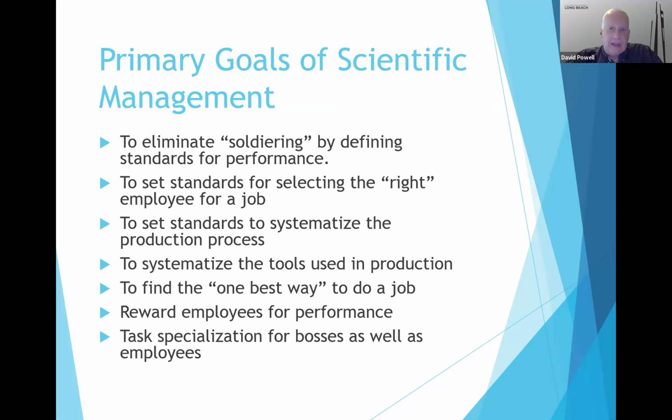Once you've identified scientifically the one best way to do the job, you then go out there and hire people who have the skills to be able to do that job in the one best way. Once you hire those people, you train them in the one best way to do the job. You then supervise them and make sure they're doing the job in that one best way. If they're doing the job in the one best way, you provide them with remuneration. You provide them with pay for their performance. If, however, they're not doing the job in the one best way, you eliminate them from the organization.